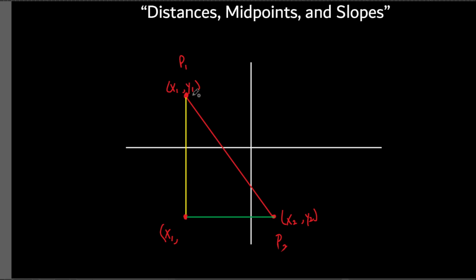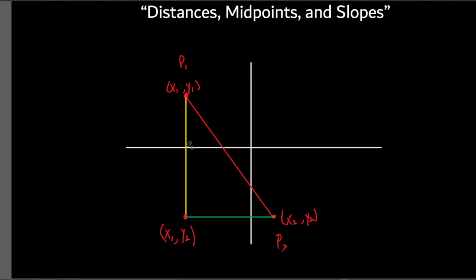Now, to get to this point 1, we had to go up y1. But we're not going up. We're going down here, aren't we? So how far down did we go from here to here? We went y2, because that's the same distance from here to here, isn't it? All right. So what's this going to be? This is going to be x1, y2. Are you with me on that? All right.